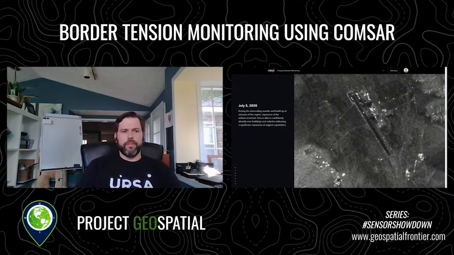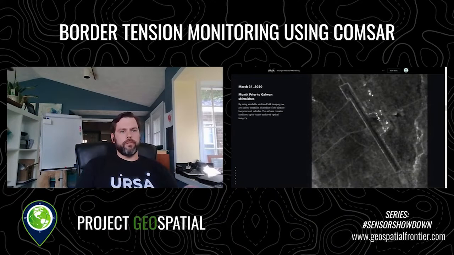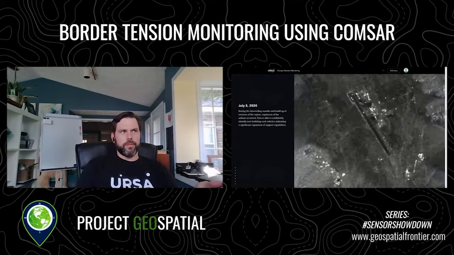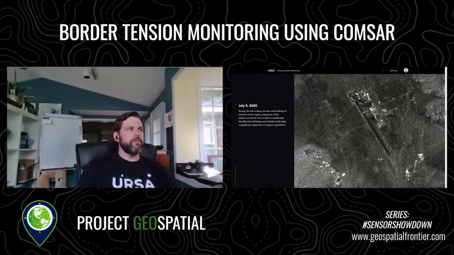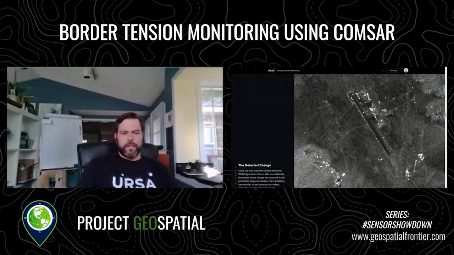But then if we go to July 5th, we've got a great deal of change going on. All these bright spots are indicative of new objects or objects that are a strong reflector of an RF signal. So whereas before we had very little, especially in this northeast corner of the airfield, suddenly we've got a lot more going on in the northeast. And then we're able to confidently identify new buildings being built, possible new construction equipment or aircraft support equipment on the runway itself.